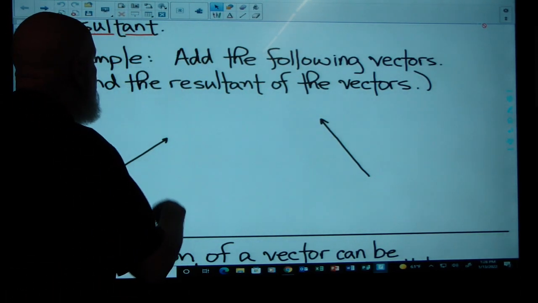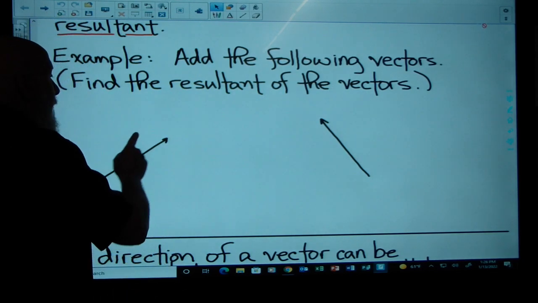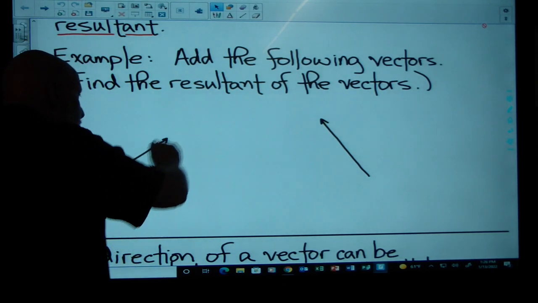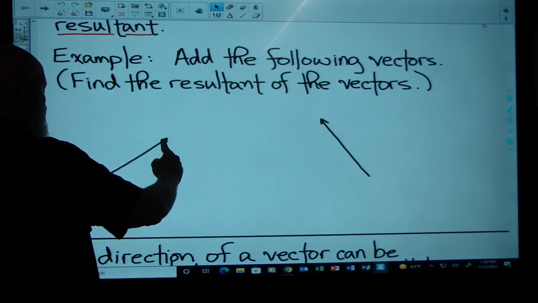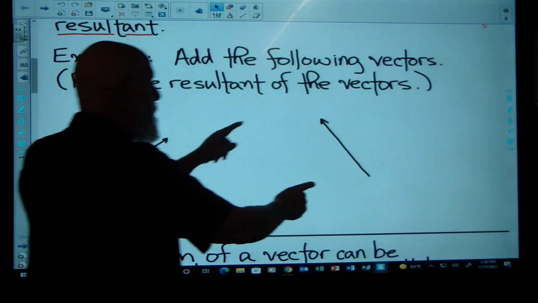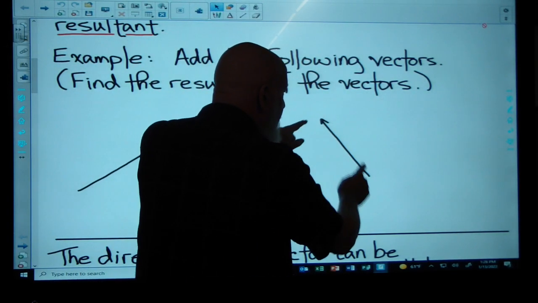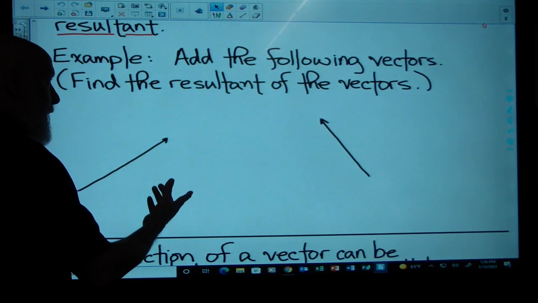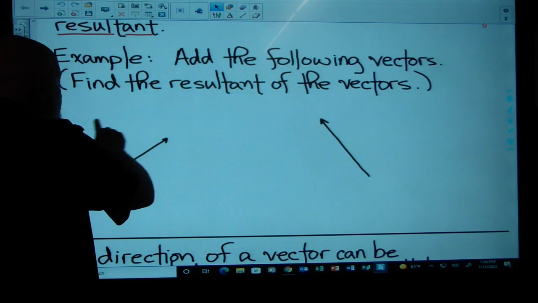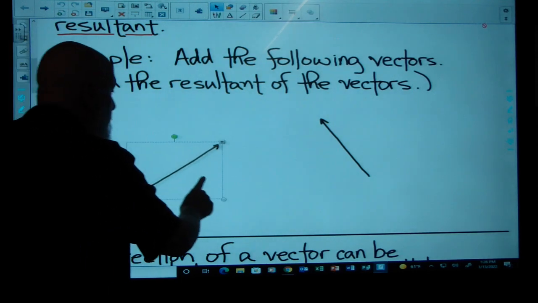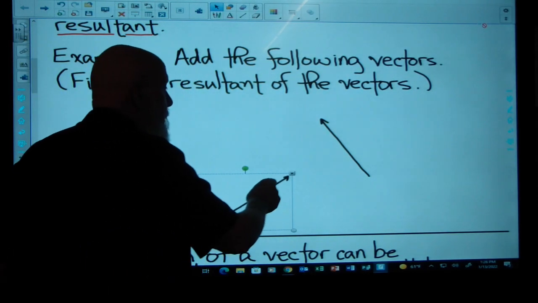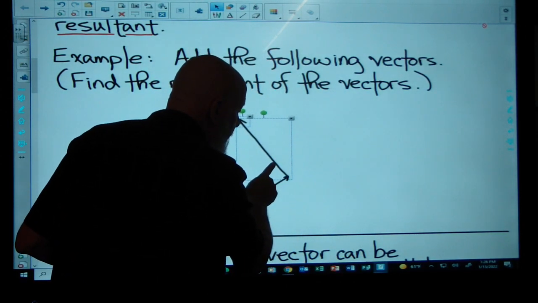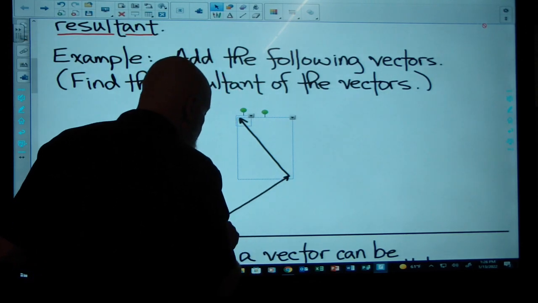Example, add the following vectors, find the resultant of the vectors. To add them tip-to-tail, think of it as the tip of an arrow. This force is moving in this direction, and the magnitude is that long. Magnitude is the length. This is moving in this direction, and that's the magnitude of the vector. To add them together, we go like this. We go tip to tail, graphically. Doesn't matter which tip we go to which tail. What matters is we go the tail of one of them to the tip of the other.